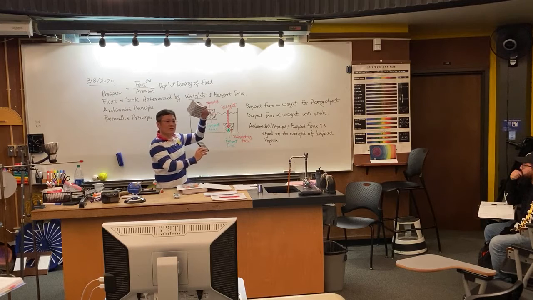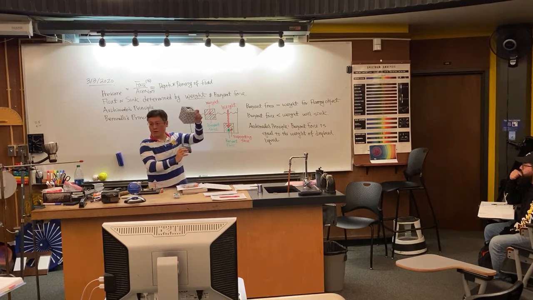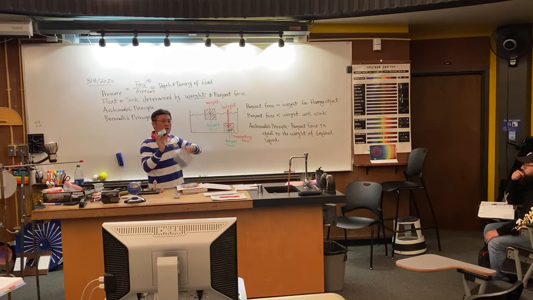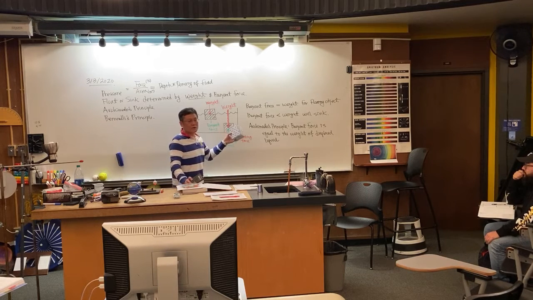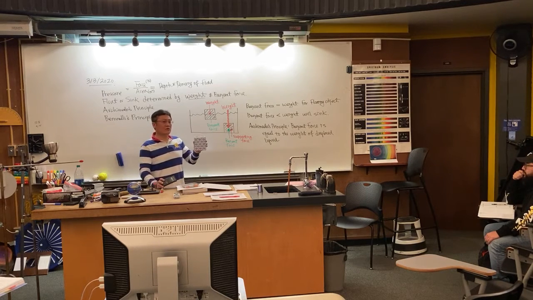Because this one displaces more of the liquid in the water. So if you displace more, that means you're going to have a more buoyant force. Displace less, you're going to have less of a buoyant force. So the more volume it has, the more it will float up. That's what you're saying? More of the volume displaced has more of the buoyant force. The buoyant force depends on the volume displaced by the object.